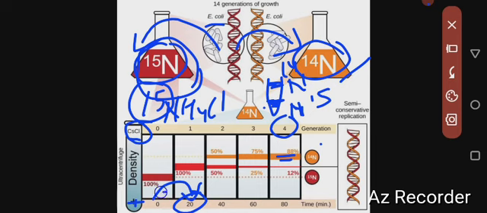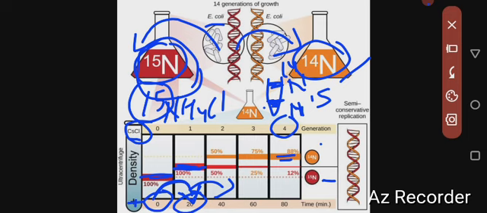This is generation 0, right? You can see a single band here, which is of N15 only, because they grew the E. coli in N15. Next, in generation 1, after 20 minutes the cells get doubled. So here you are getting 100% intermediate band.